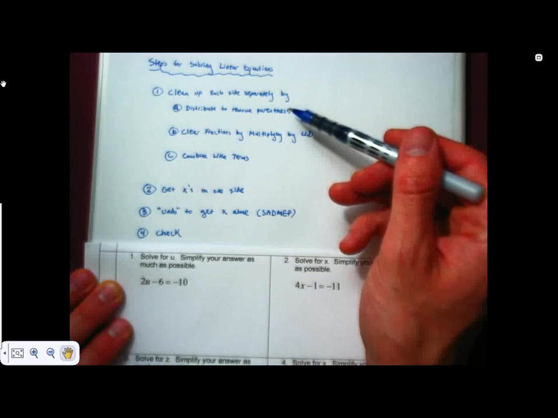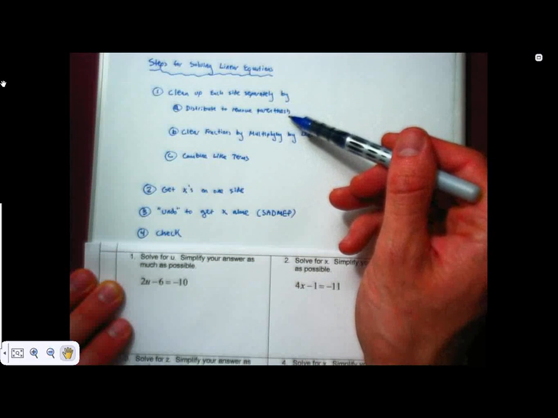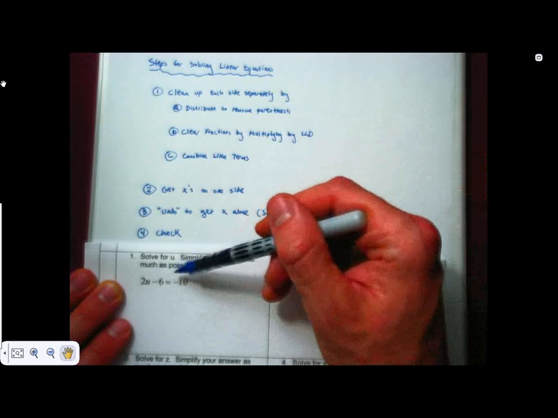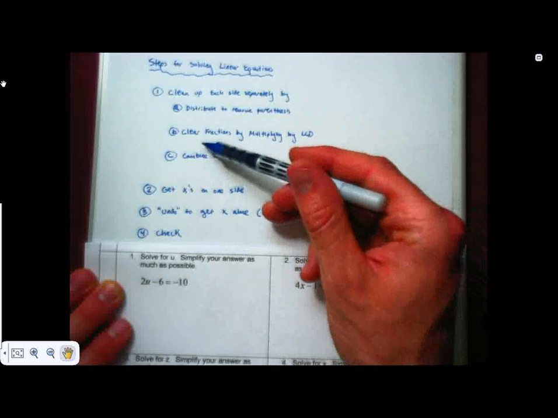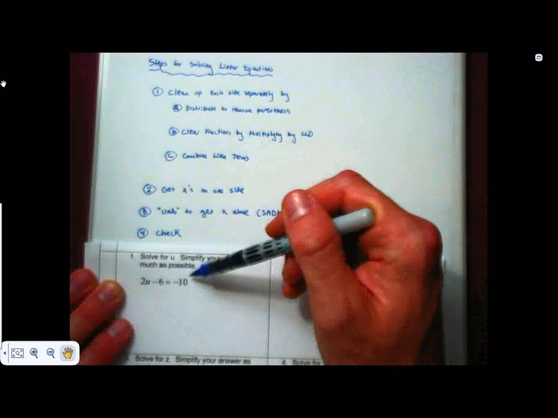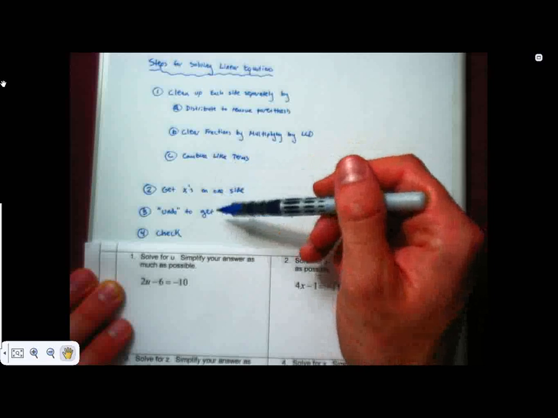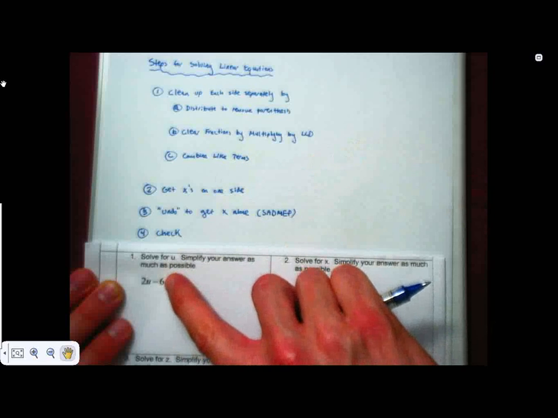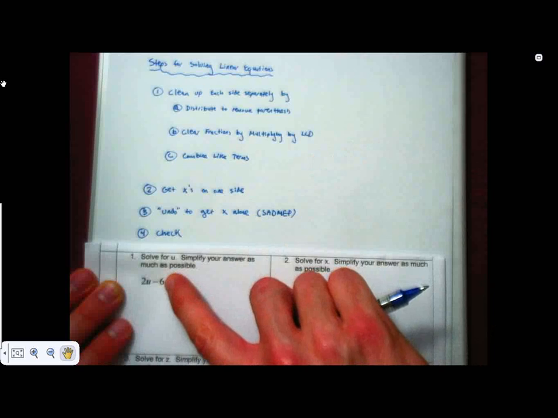So the first step says that we're supposed to clean up each side separately by doing what? Well, the first thing is distribute to remove parentheses. We don't have any parentheses, so we can skip the first step. The next step is to clear fractions by multiplying by the least common denominator. We don't have fractions, so we can skip that step. The next step is to combine like terms. If I look at my left side, 2u minus 6, those aren't like terms. I can't combine them. And on the right side, I just have negative 10. So I can skip these first three steps.